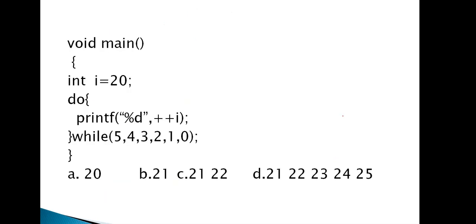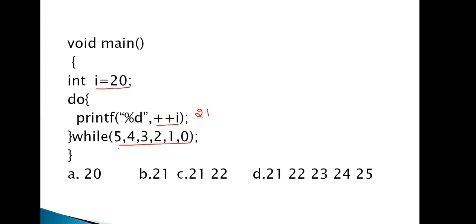Okay. So one more example, and this is the last example for this session. Int i is equal to 20. Do printf percentage d, i plus plus. What happens? Simply 21 is printed. Now while of 5, 4, 3, 2, 1, 0. Generally our assumption is: first time 5, next time 4, next time 3, next time 2, next time 1. That is 21, 22, 23, 24, 25, if you are assuming like that.